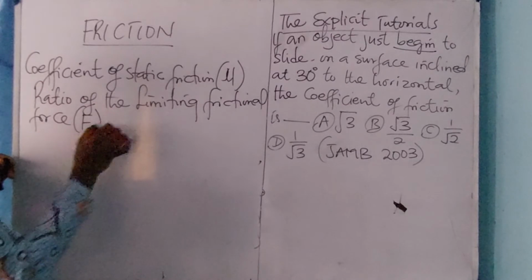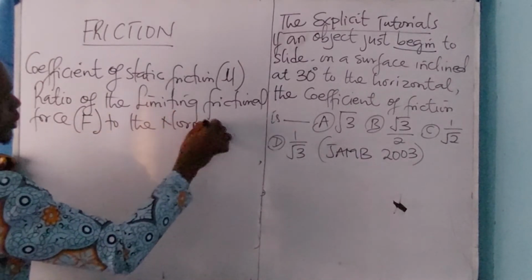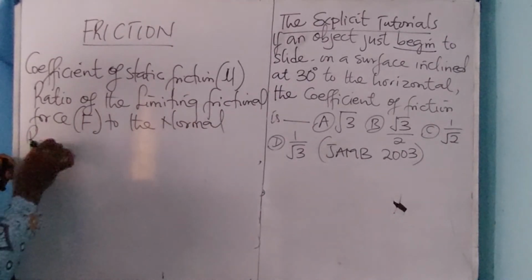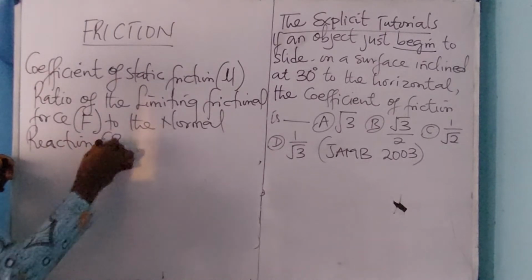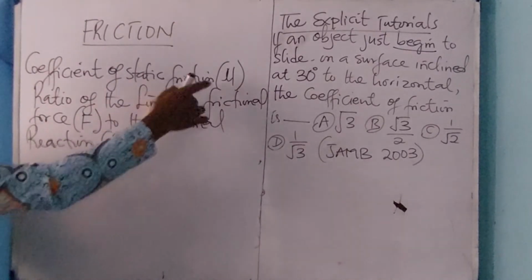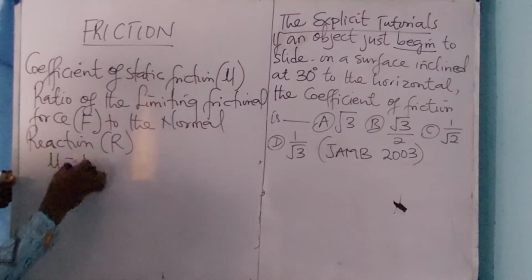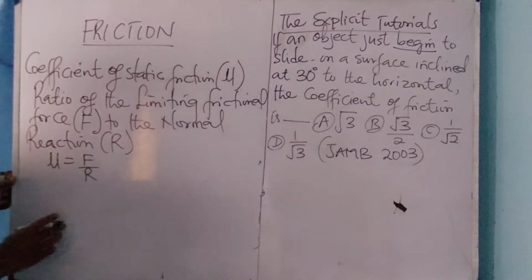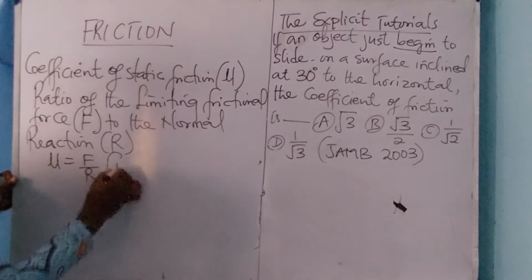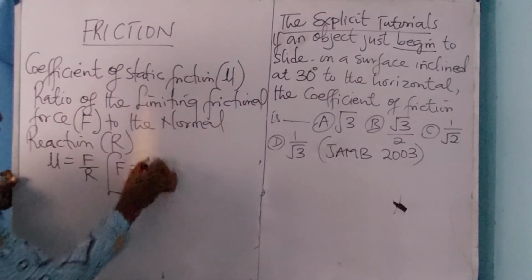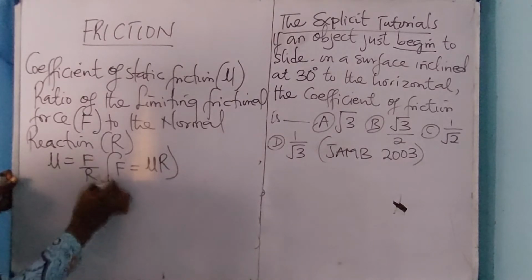Big letter what? F, to the normal reaction. Now this normal reaction is denoted as what? Capital letter R, which means that the coefficient of static friction, which is mu, equals F over R. Which means that if I make F the subject of the formula, it becomes F equals mu R. So this is the formula for that.